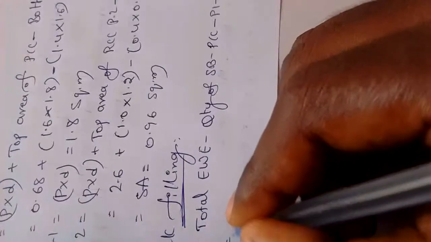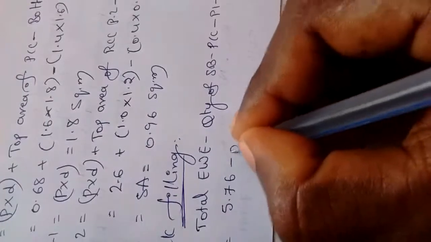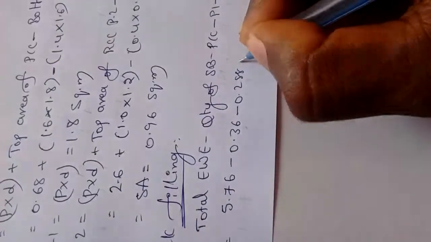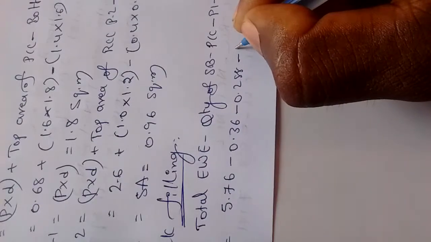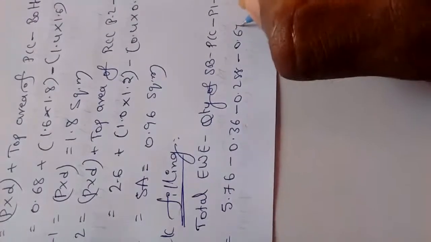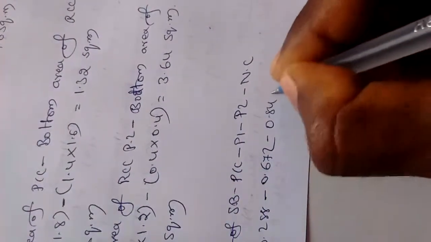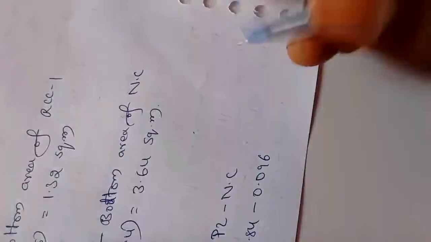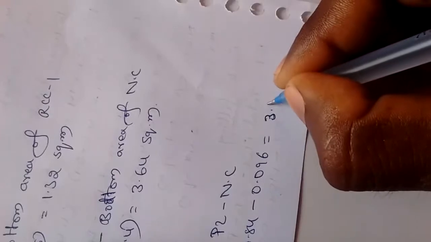Okay, total earthwork excavation equals 5.76 cubic meters. Quantity of sand bed equals 0.36, PCC 0.288, RCC part 1 0.672, RCC part 2 0.84, neck column quantity 0.096. Total backfilling is 504 cubic meters.